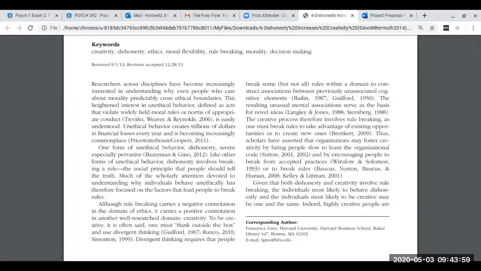So they're talking about it in one opening paragraph. This is the background, that being dishonest can potentially cost people lots of money. Reminds me of the president, but let's continue. One form of unethical behavior, dishonesty, seems especially pervasive, and pervasive means seen everywhere, right? All over the place. Like other forms of unethical behavior, dishonesty involves breaking a rule, the social principle that people should tell the truth. Much of the scholarly attention devoted to understanding why individuals behave unethically has therefore focused on the factors that lead people to break rules.